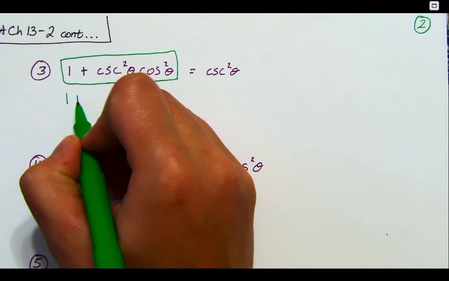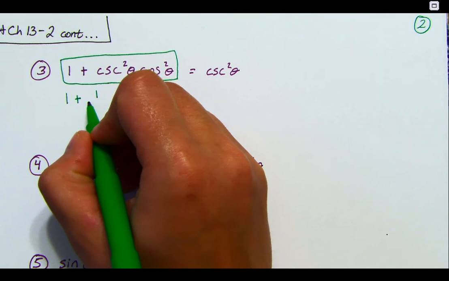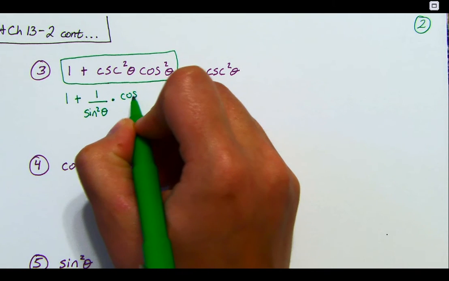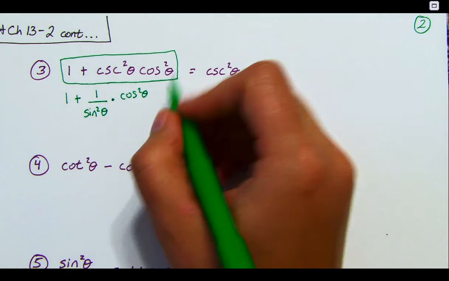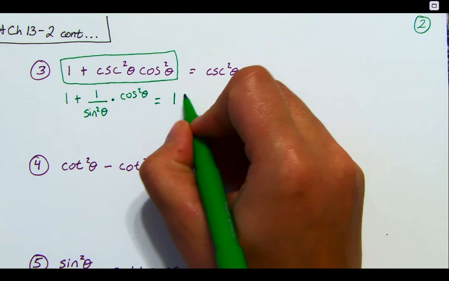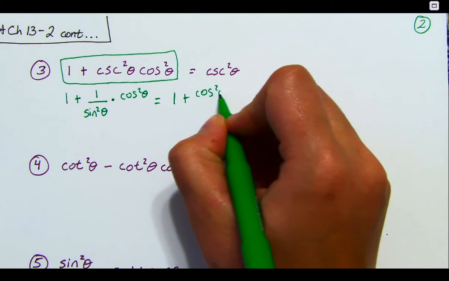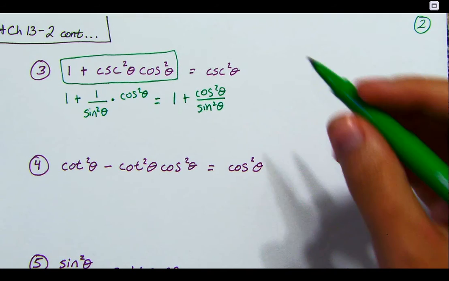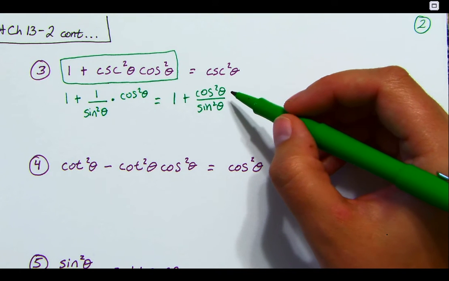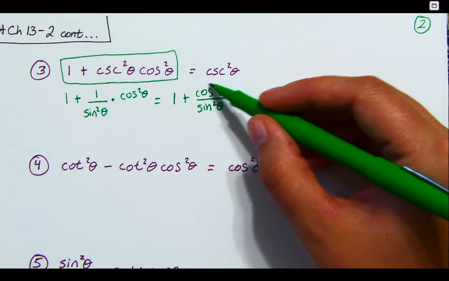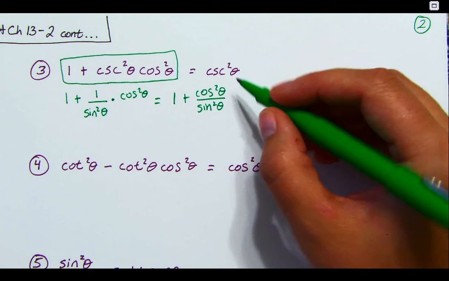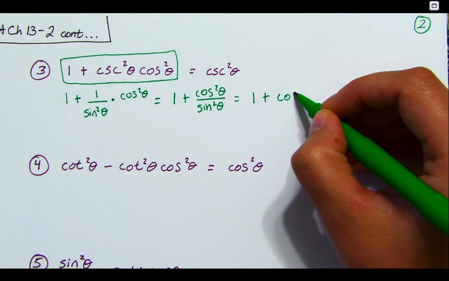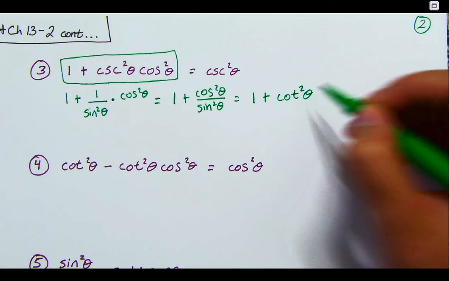So this will be 1 plus 1 over sine squared theta, and then times cosine squared theta. And I'm going to multiply straight across. So 1 plus cosine squared theta over sine squared theta. And then I'm going to use the quotient identity to rewrite this term as cotangent squared. So 1 plus cotangent squared theta.